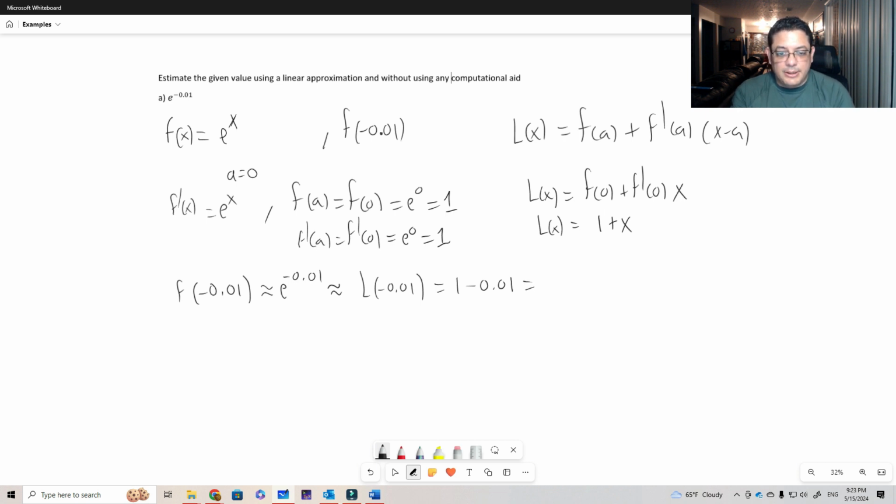And so of course this is going to be 0.99, and then you can compare later if this value is actually close to what you're supposed to get with e to the minus 0.01. But this will be the process of the approximation.